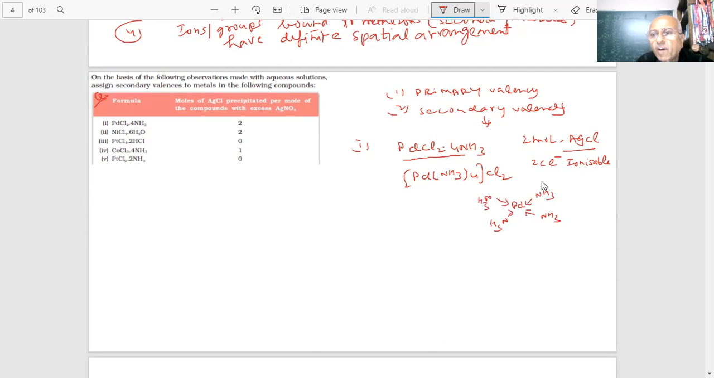What is the secondary valency? How many groups are attached? 4. Yes, sir, secondary valency 4 here. Got it? In this compound, the first one.